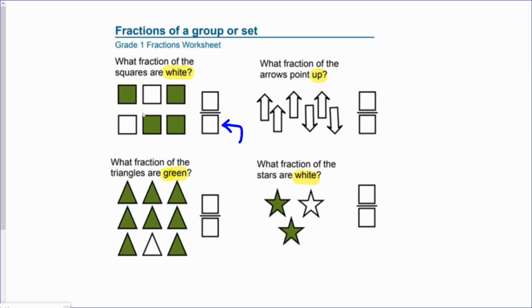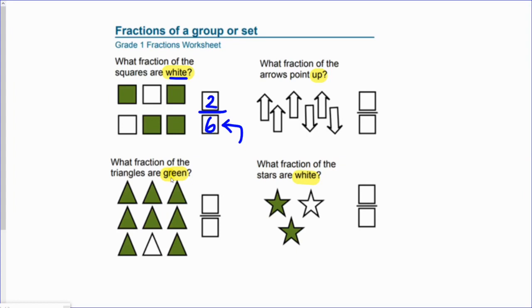So how many squares altogether? 1, 2, 3, 4, 5, 6. Or how many pieces if it's a shape that's cut into pieces? There's 6. What fraction of the squares are white? So how many are white? 1, 2. 2 out of the 6 squares is white, and that's how you write it. 2/6.